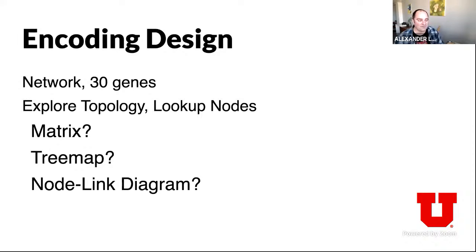And then the second piece about this whole design was that network aspect, right? So here we're going into multivariate networks. We have a network with 30 genes. We want to explore the topology and look up nodes.